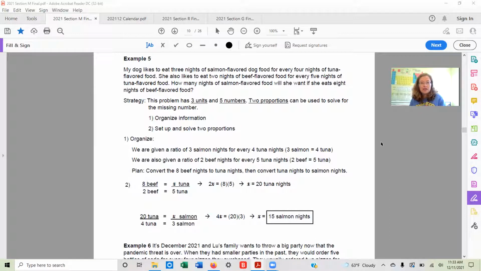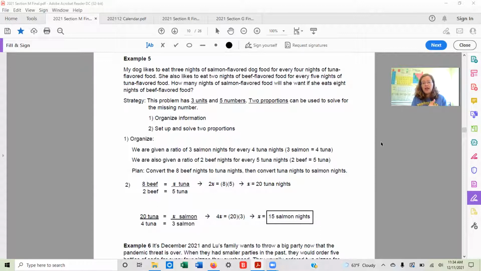Well, we don't have a relationship in this problem between beef and salmon, not directly. So they don't know each other yet, but they both know tuna. That's the friend that they have in common. So I can recognize that if I can get the 8 beef and turn that into tuna, then that number of tuna can be converted into salmon, because beef and tuna go together, tuna and salmon go together.